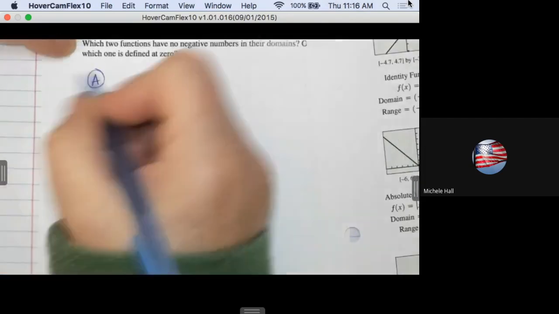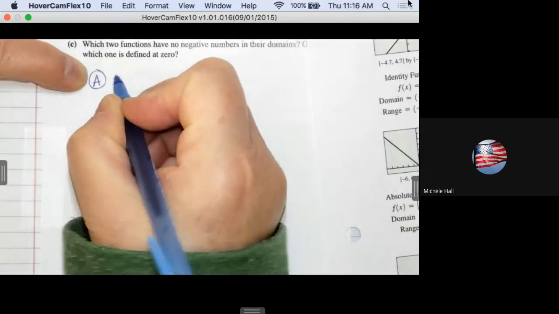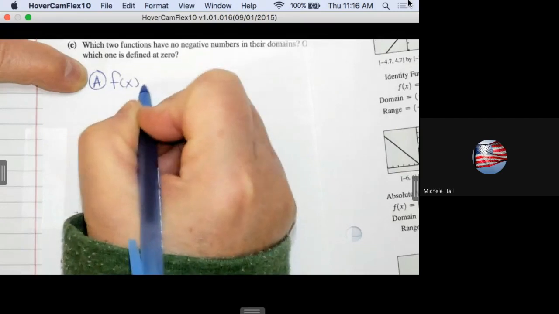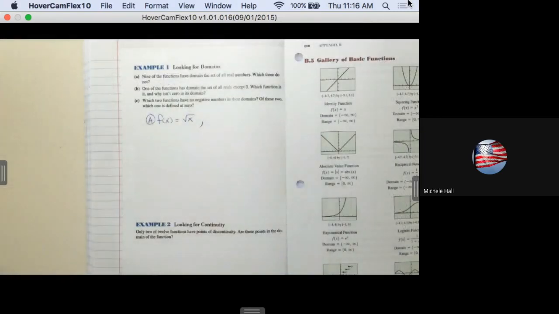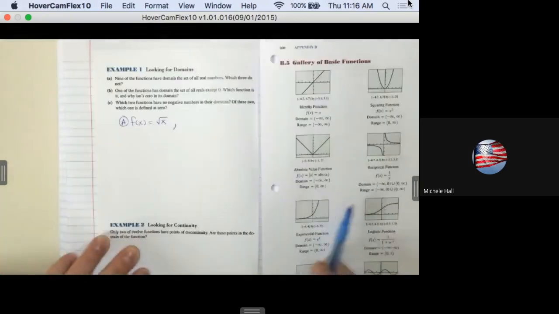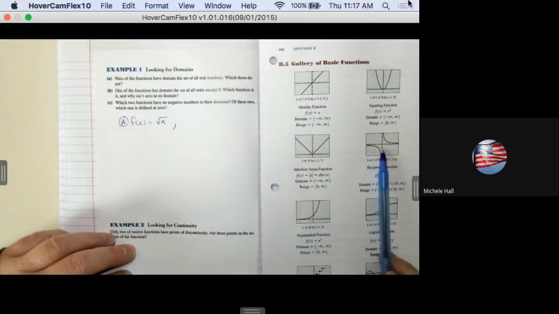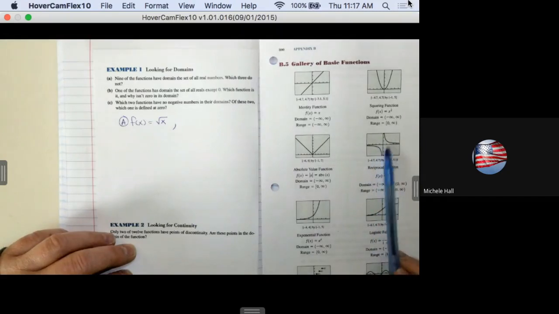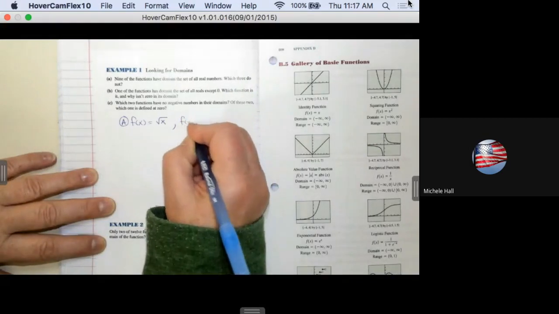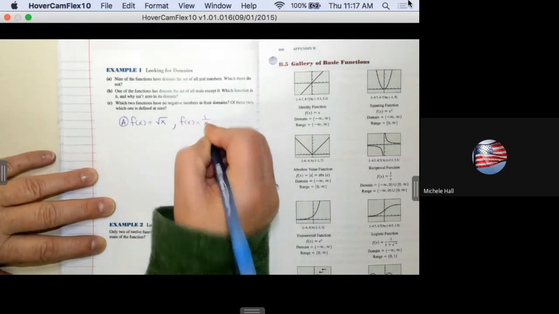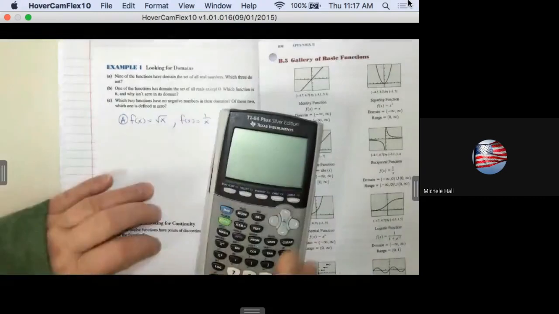So A, we have the square root of x. F of x equals the square root of x. There's 1. Very good. The reciprocal function is broken at 0. It comes in and it's riding along the 0, but it never actually crosses over. So I would say yes. F of x equals 1 over x. And if I wanted to test that to see, I'm going to graph it.